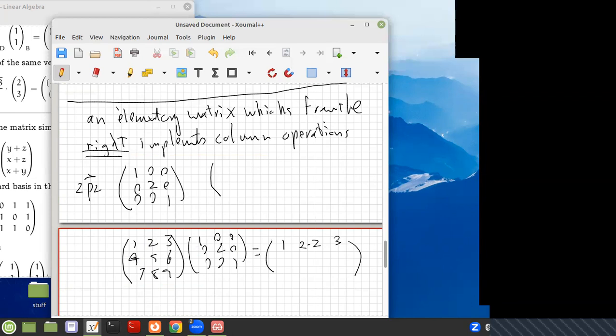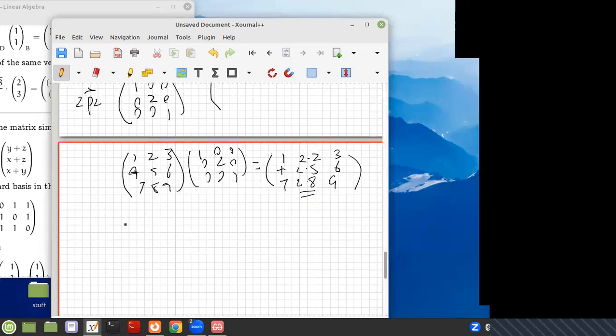If I take it on the second row here, I'll get a 4. This 5 will be multiplied. And then 4, 5, 6 times this one will pick up the 6. 7, 8, 9 will pick up the 7. The 2 here will be 2 times 8. And the last one will be 9. So if I do matrix multiplication, I end up with the second column being multiplied.